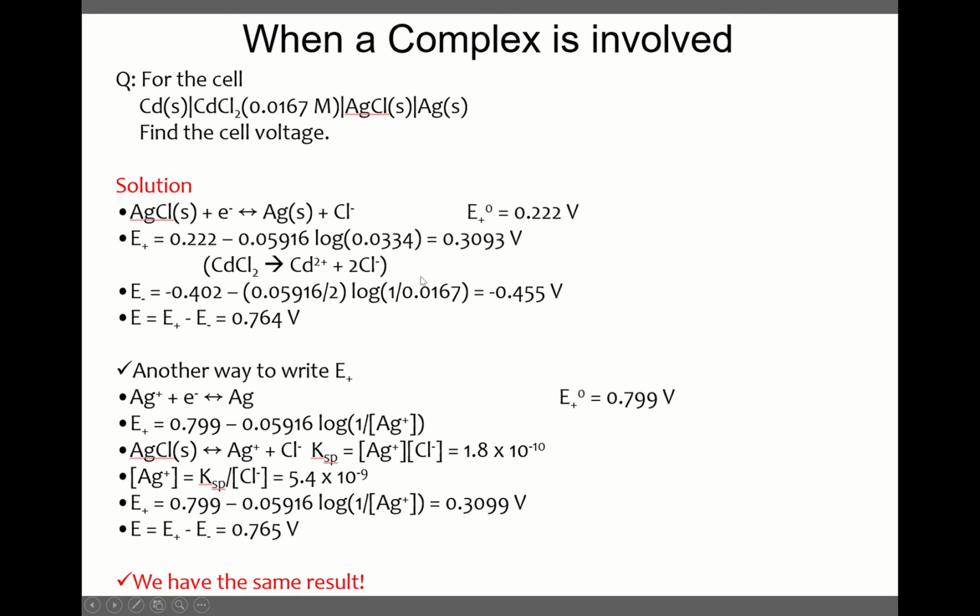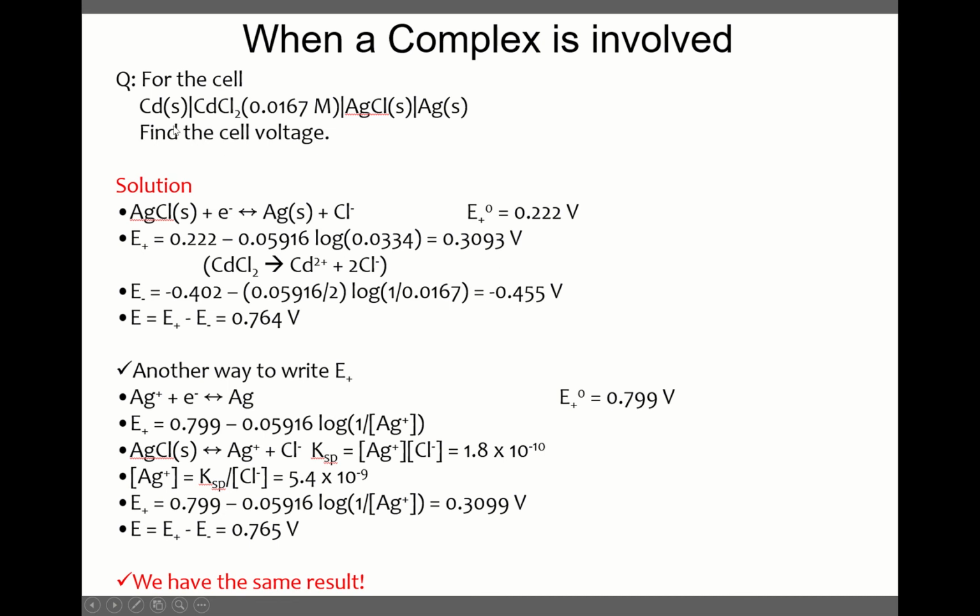First, let's see, this is another example. Let's consider this complex cell. On the right hand side, silver chloride accepts one electron to become silver metal and chloride ion, and E0 is 0.222. And here, this is the Nernst equation.